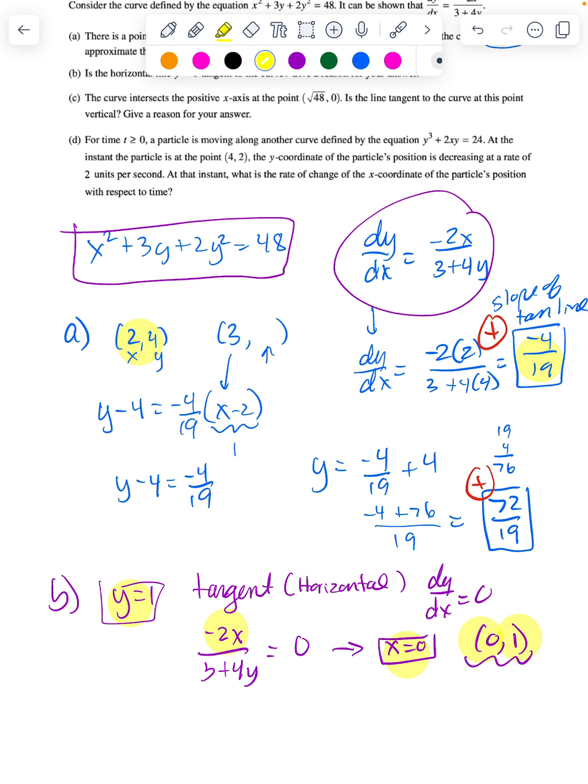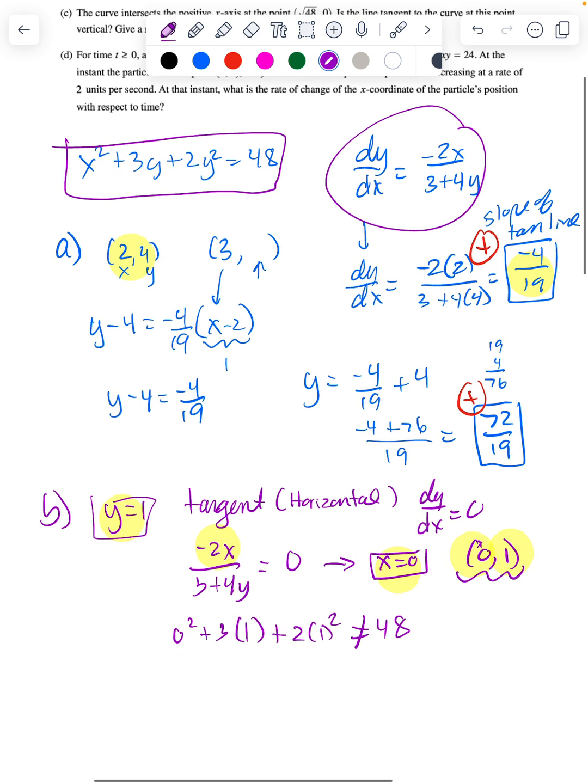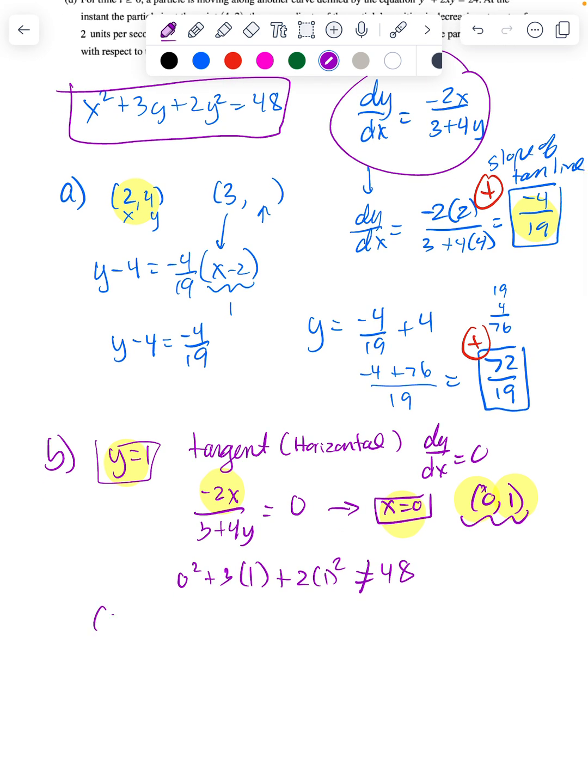So I'm going to go back to that initial actual graph and put in, everywhere there's an x, a 0. And everywhere there's a y, I'm going to put in a 1. And see if it equals 48, which it doesn't. And so in order for us to have a horizontal tangent at 1, we would need the point to be 0, 1, and that point's not on the curve. So since 0, 1 is not on the curve, then y equals 1 cannot be a horizontal tangent.